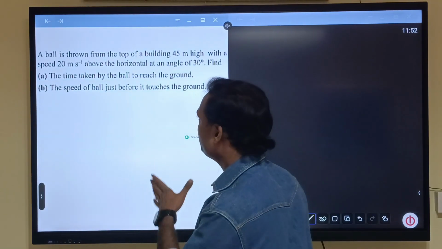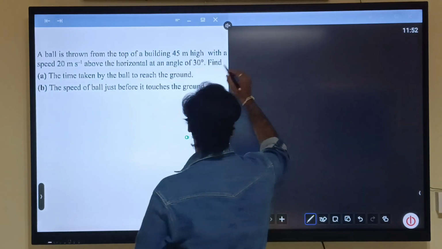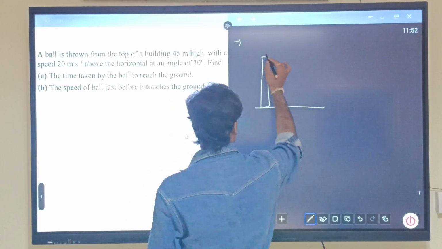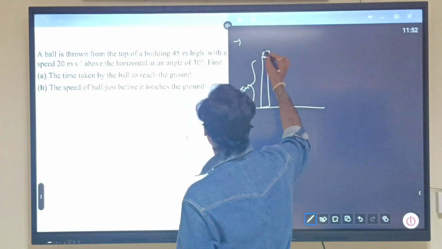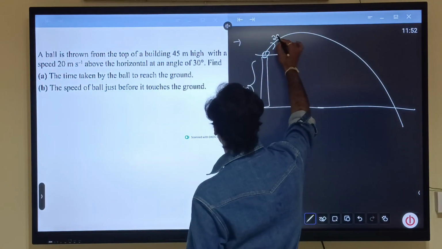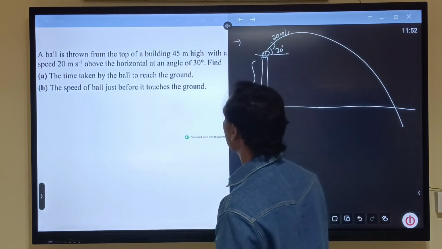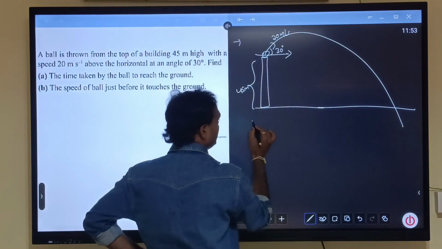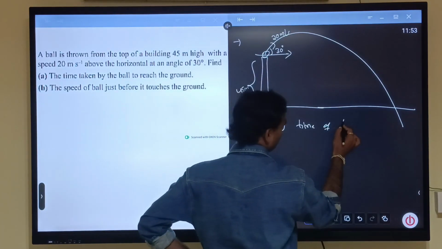A ball is thrown from the top of a building 45 meters high with a speed of 20 meters per second above the horizontal at an angle of 30 degrees. Find the time taken by the ball to reach the ground. Very good. Finding the time of flight.